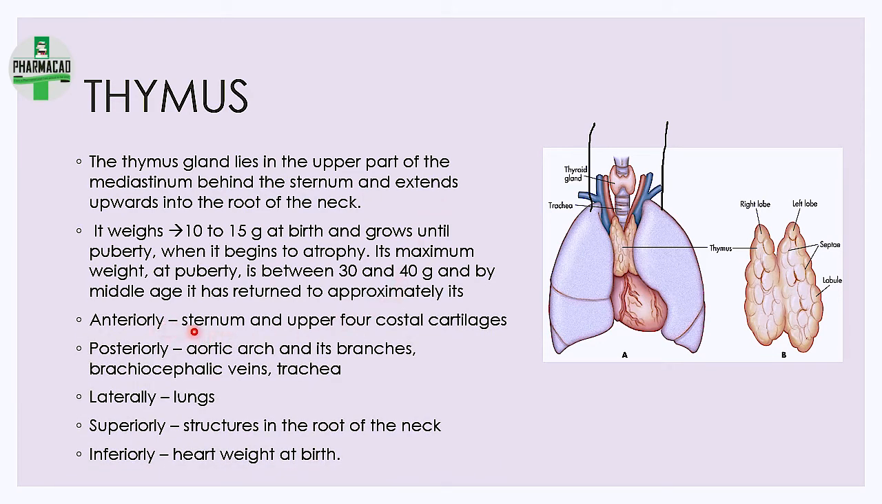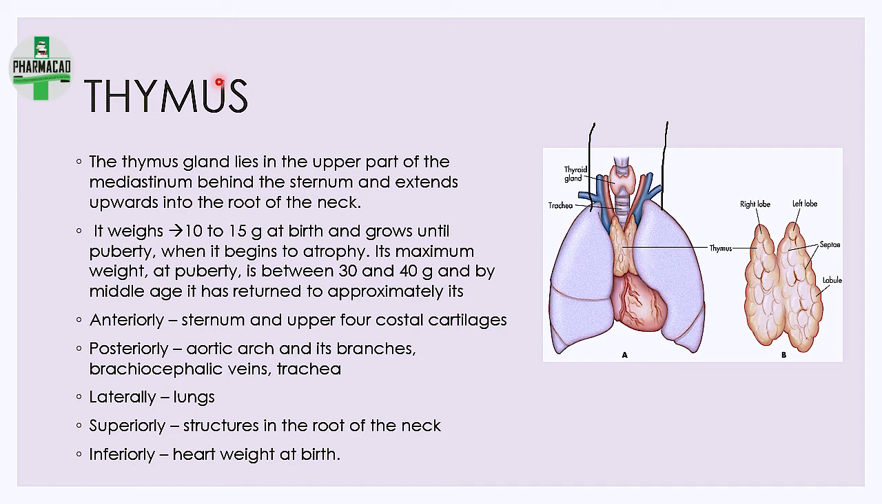Anteriorly, like we said, is sternum, and sternum के फिर 4 costal cartilages आएगा, which connects the sternum. Then posteriorly, that is behind, is the aortic arch. यहाँ पे पीछे aortic arch रहेगा और ये उसकी फिर branches हैं. So the branches are actually superior to the thymus, correct? You can see this. Laterally are lungs. You can see the lungs. Inferiorly is our heart.